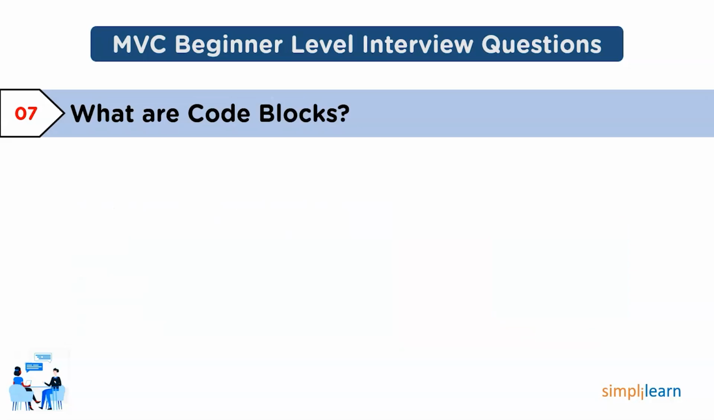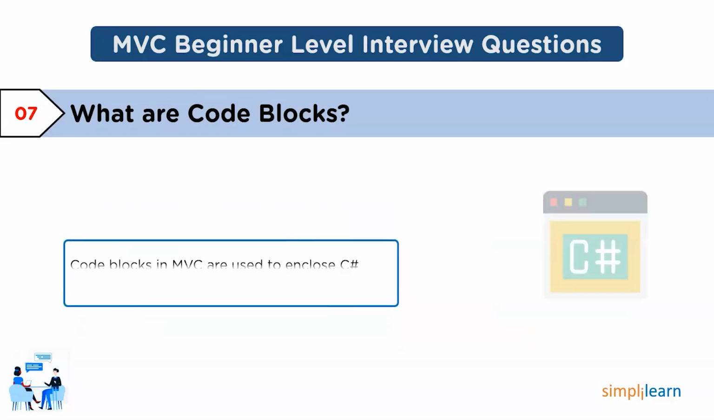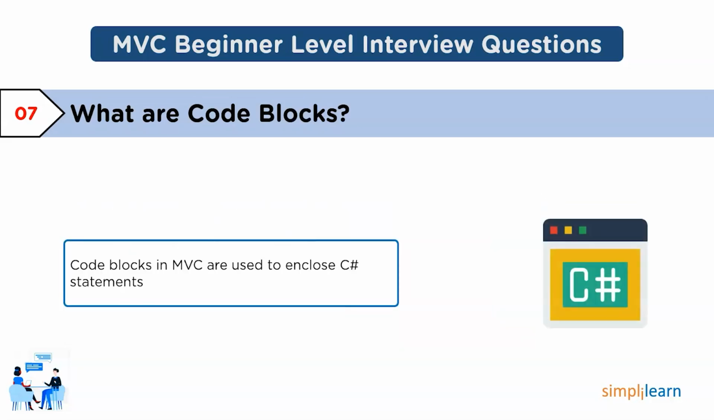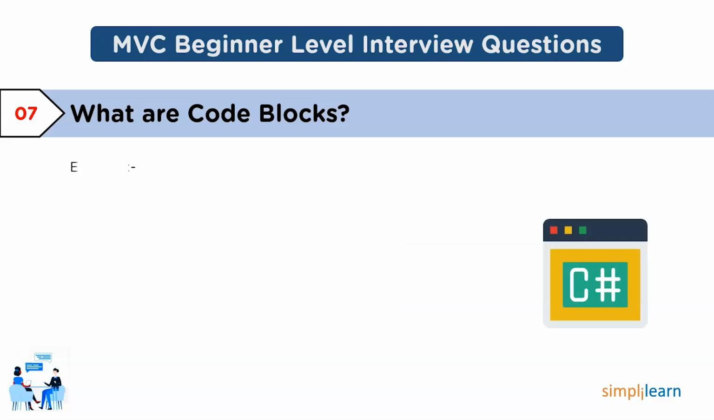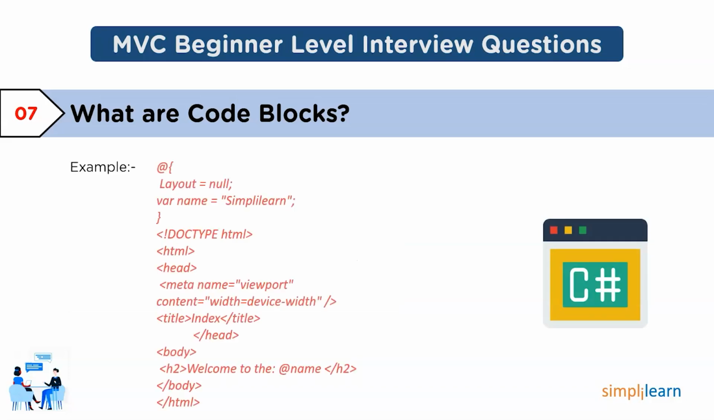What are code blocks in MVC? Code blocks in MVC are used to enclose C# statements. This is an example for code blocks. It starts with the symbol @ and encloses with curly braces. Code blocks work with loops and keywords in different ways.